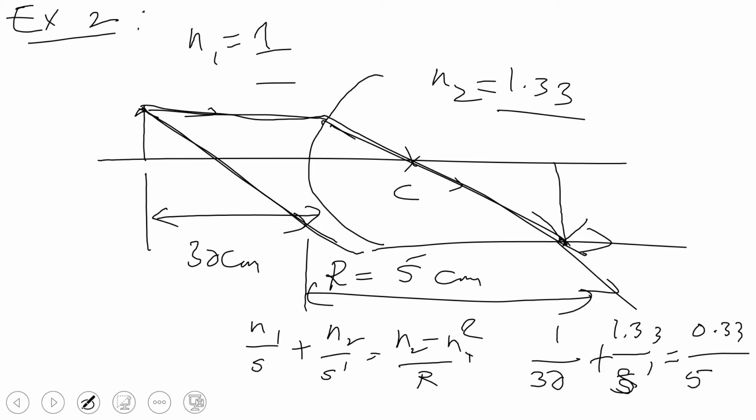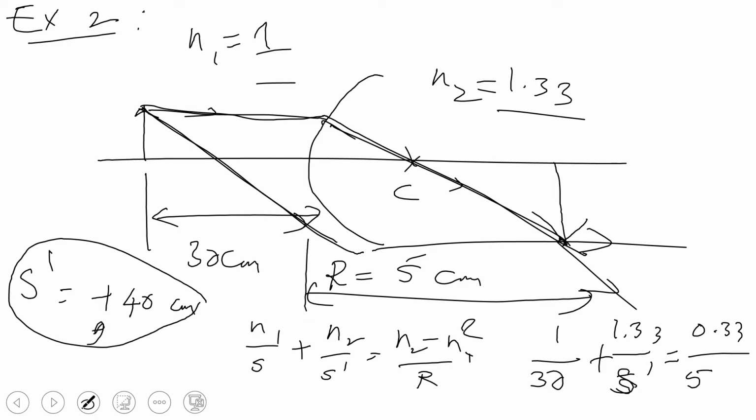So the equation is simple to solve, and once you solve, you will figure out that S prime is around 40 centimeters, right? So it comes out positive. You're right, because this is a real image, so that way you can cross check. Then we can also figure out what is the magnification of this.